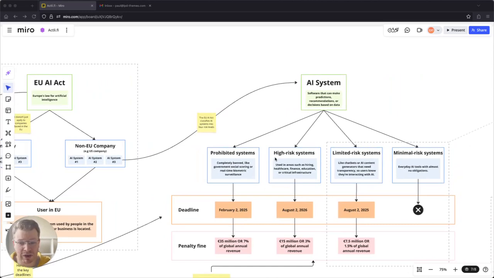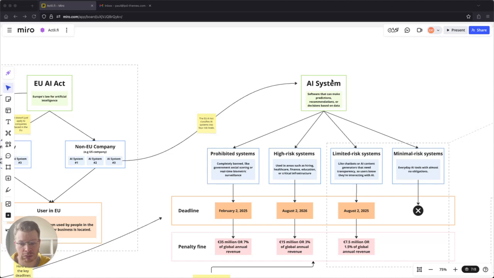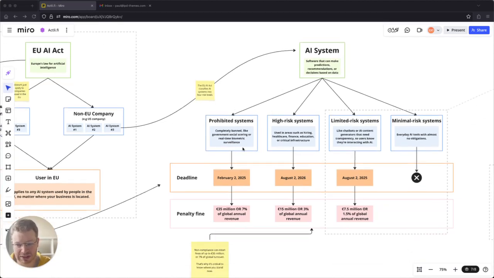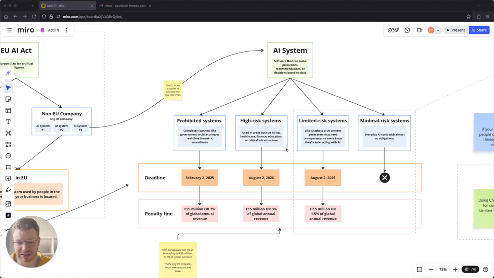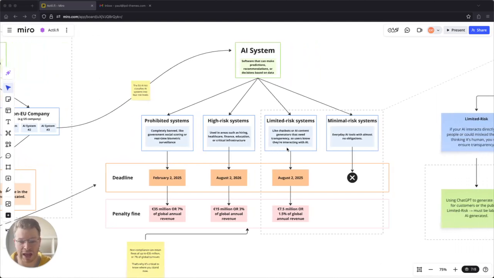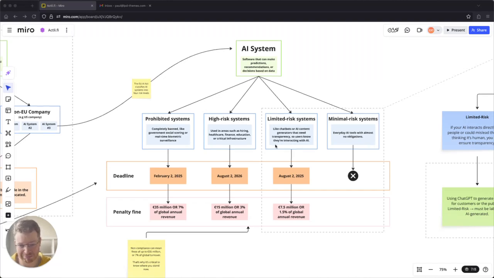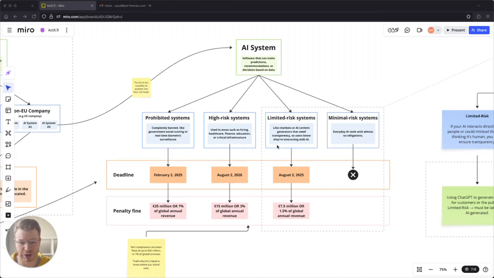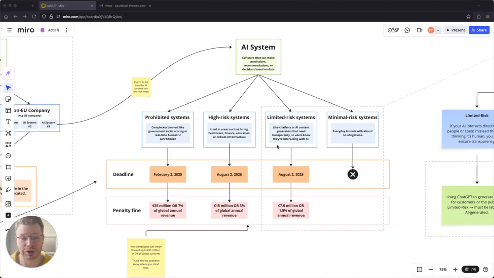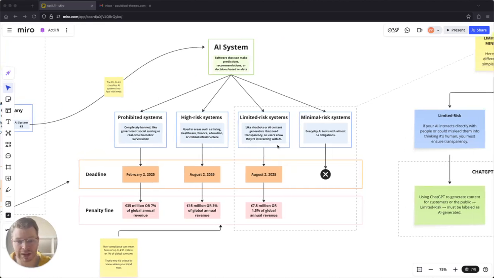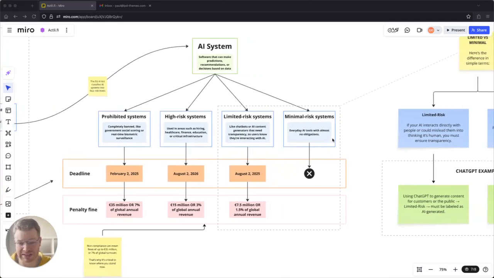So now let's speak about AI systems. The EU AI Act classifies AI systems into 4 risk levels: prohibited systems, completely banned, like government social scoring and real-time biometric surveillance; high risk systems used in areas such as hiring, healthcare, finance, education, and critical infrastructure; and limited risk systems, like chatbots and AI content generators, that need transparency so users know that they're interacting with AI, not real humans. And the last one, minimal risk systems.